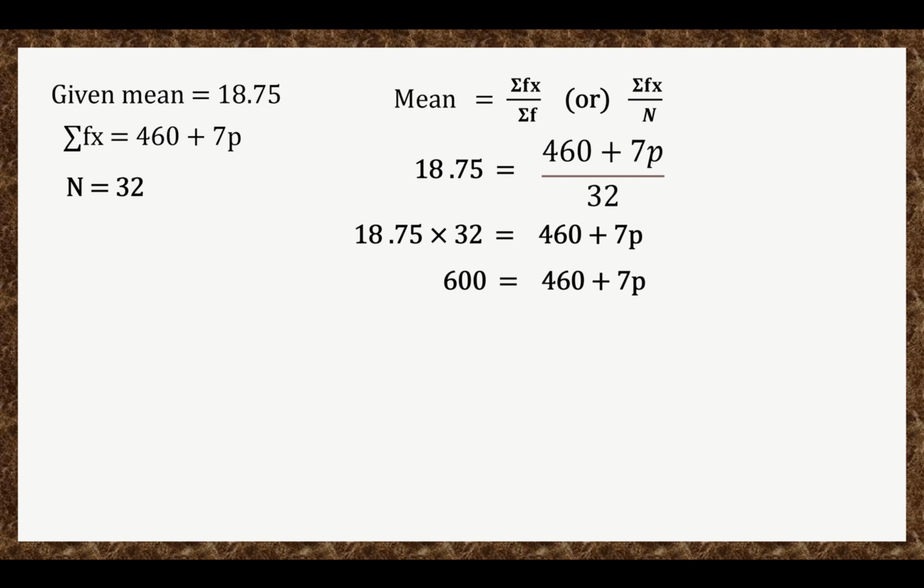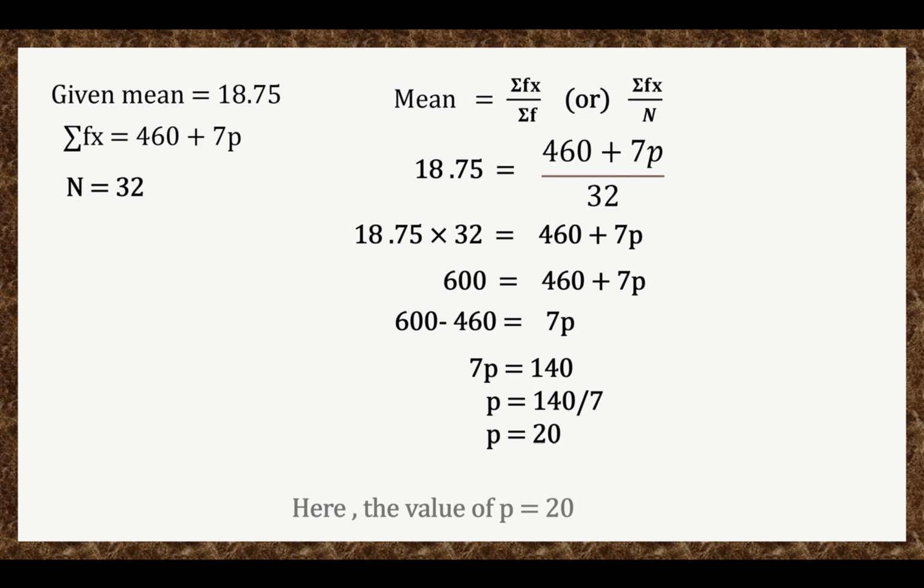Now you can take constant values to one side. 460 is in positive sign. If it comes to left hand side, it becomes negative. 600 minus 460. You will get 140. So 7P is equal to 140. 7 is in multiplication. If it comes to right hand side, it becomes division. So P is equal to 140 divided by 7. 7 times 20 is 140. So P is equal to 20. Here the value of P is equal to 20.